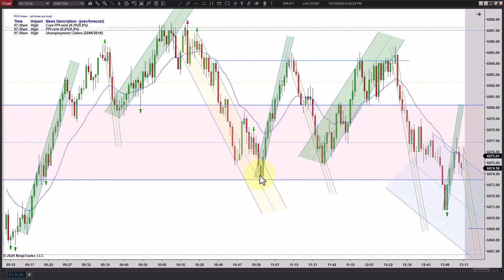Then it bounces. Now that's rejection, but you don't get a good signal bar again. But that's what rejection looks like. It touches that line, reverses, and takes off.